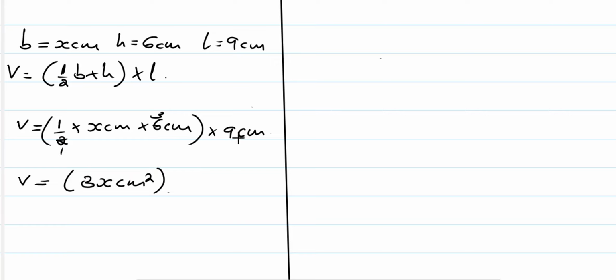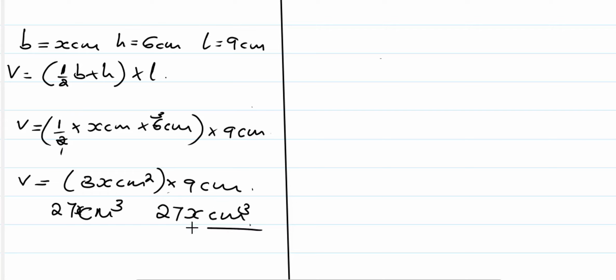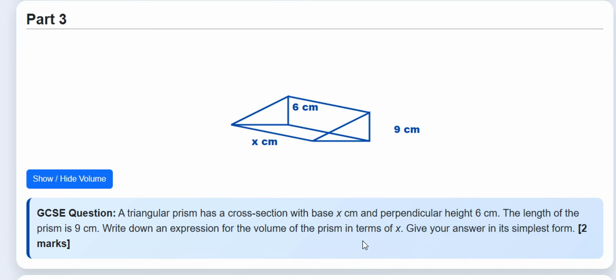But again, to get the volume, we multiply by 9 centimeters. So it becomes 3 multiplied by 9, which is 27. Then centimeters squared multiplied by centimeters will be centimeters cubed, but we forgot to put this x here. So it will be 27x centimeters cubed, like that. And that becomes the simplified expression for the volume of this prism.